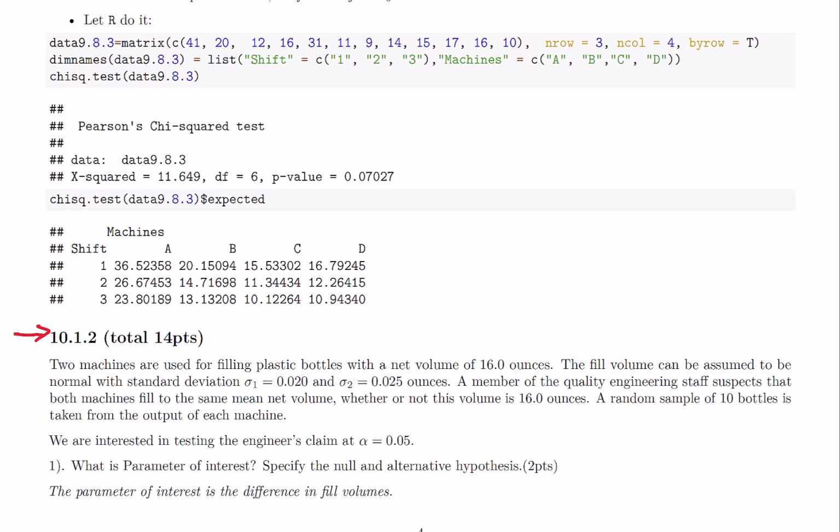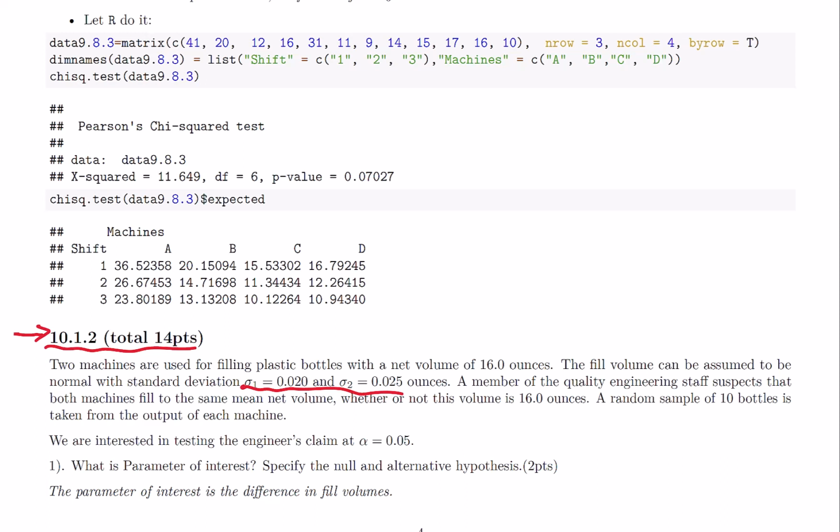Okay, now let's take a look at the last three questions. For section 10.12, this one is still about the difference of two population means, but here we know these two population standard deviations, or say population variances. So we know sigma 1, sigma 2.